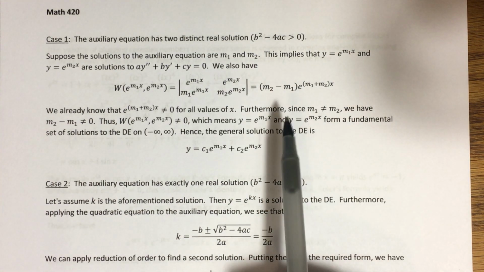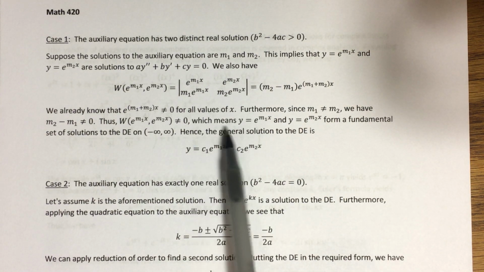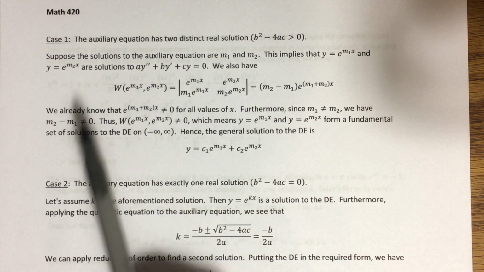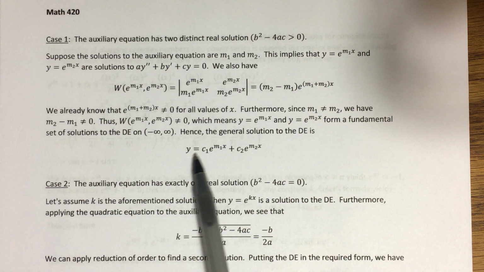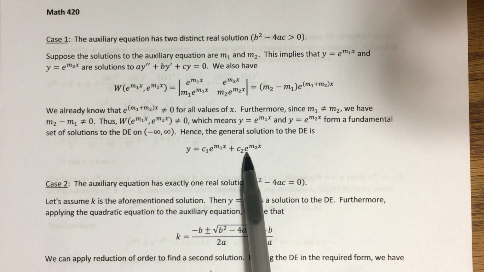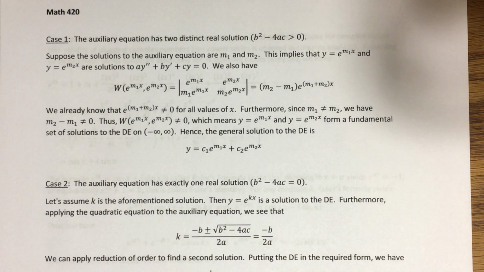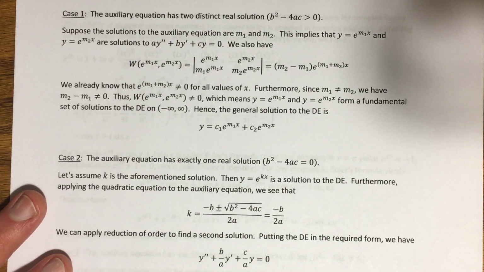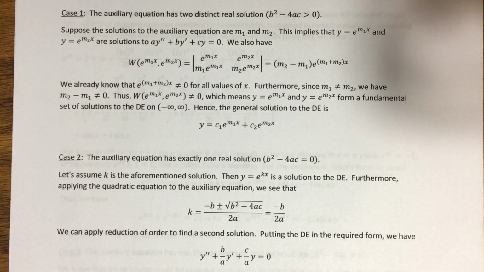So now that we've established linear independence, our general solution for the DE that we showed on the previous page is y equals c1 e to the m1x plus c2 e to the m2x. The m1 and the m2, again, are just the solutions to that auxiliary equation, okay? I want to go through all three cases before we look at any examples. In fact, we might not even get to any examples until the second video, and that's fine.